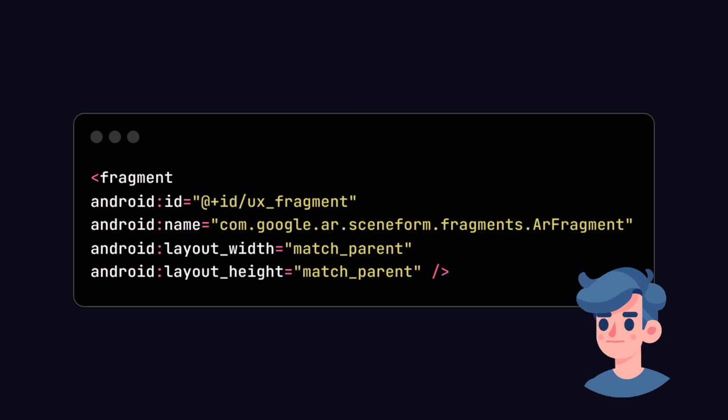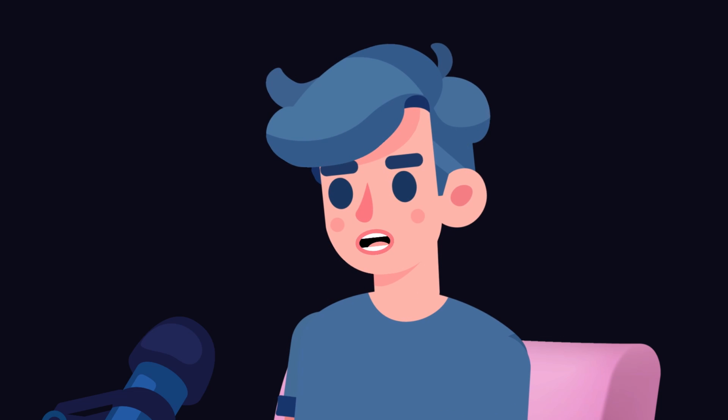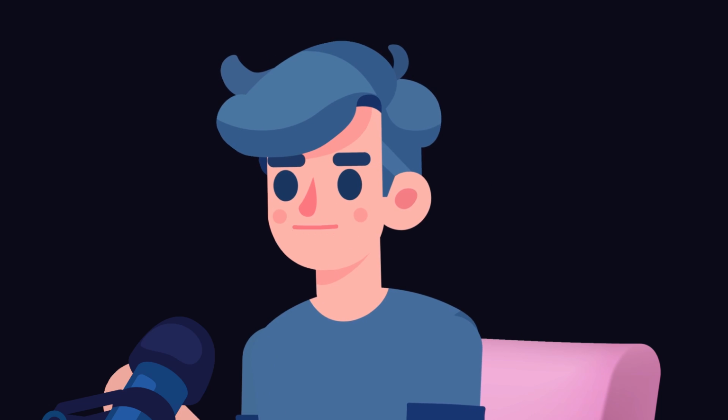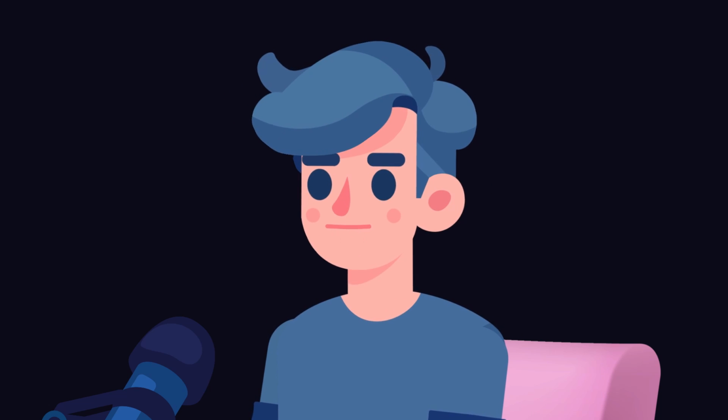Now, let's implement an AR fragment to display AR content. Open the activity.xml file and replace its content with an AR fragment as follows. This AR fragment will handle the AR session and lifecycle for us, making it easier to focus on creating our theater experience. Now, let's create a 3D model that we could use during our performance.